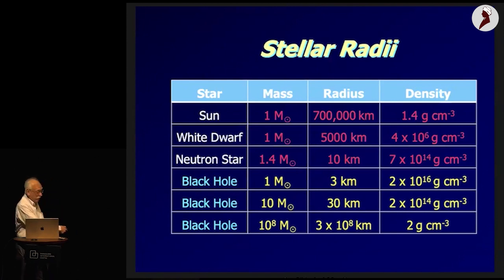Now, we do have black holes of different masses in the universe. So I've given a couple more examples. 10 times the mass of the sun, a very common, typical black hole. This kind of black hole will have a radius of 30 kilometers. Another common type is of the order of 10 to the 8 solar masses, 3 times 10 to the 8 kilometers, just to give you an idea of the kind of objects we're talking about.